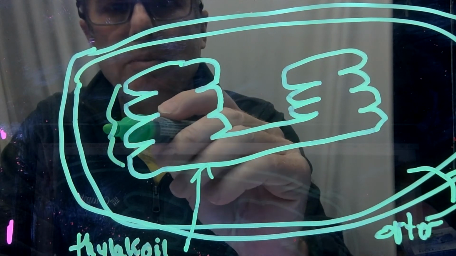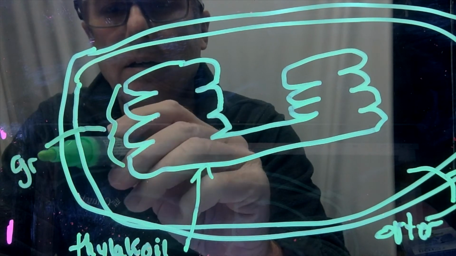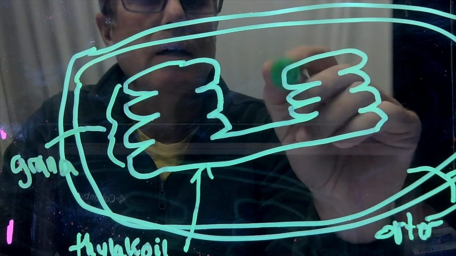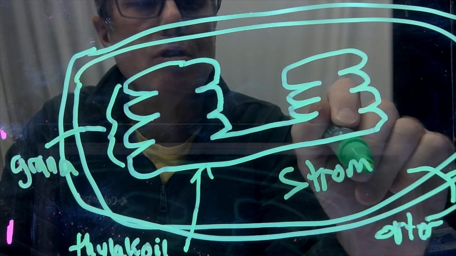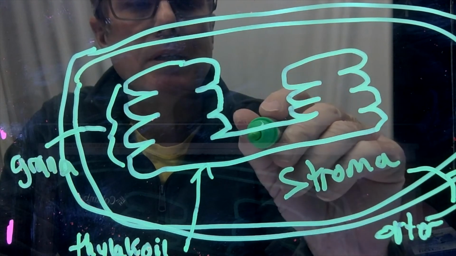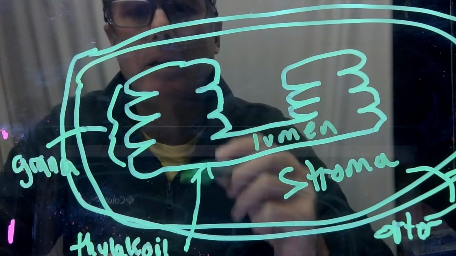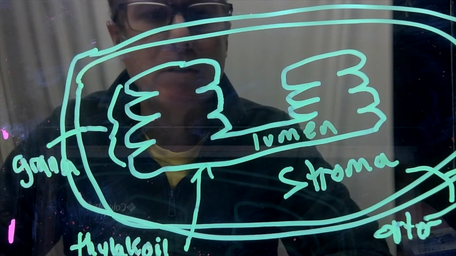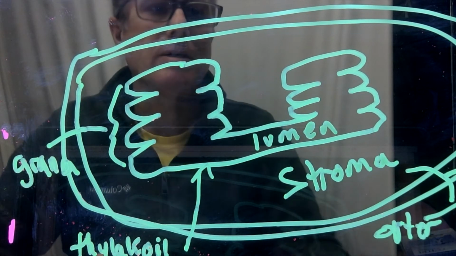Stack like this would be, or several stacks like this would be grana. Grana is plural of granum. And then the space outside the membrane is called the stroma. Space inside the membrane is called the lumen. And again, I might ask you, where does the Calvin cycle happen? Where do the light reactions happen? Where are protons pumped? That sort of thing.